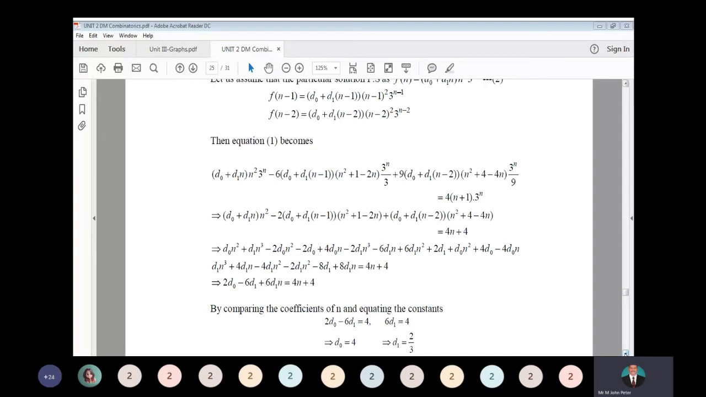That is d0 + d1 n into n². Then minus 2. Both sides have eliminated 3^n commonly. So minus 2 into (d0 + d1(n − 1))(n² + 1 − 2n). The second term, 3^n common is eliminated. The denominator 3 is simplified with the 6, and they put it as a 2.